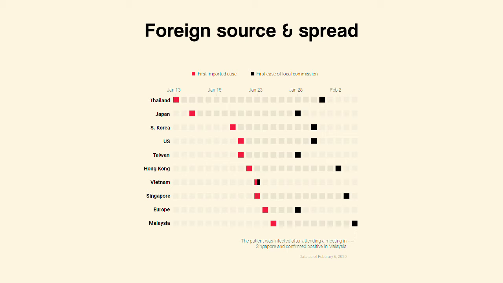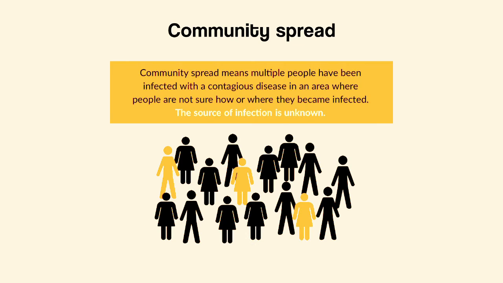But when coronavirus starts spreading from person to person within the same community, then we call that community spread. When there is community spread, people will not be able to identify, this person got it from that infected person. People don't know where they got it from. It just spreads around from person to person within the same community. That's when we say there is community spread happening.